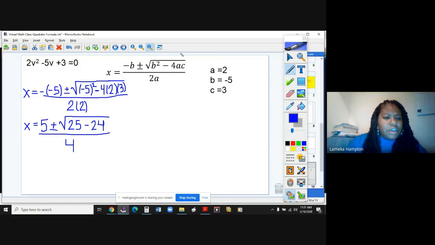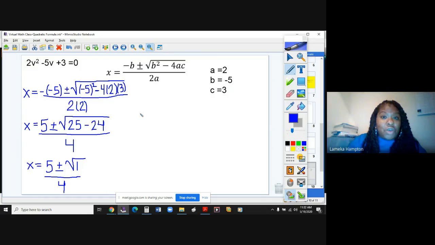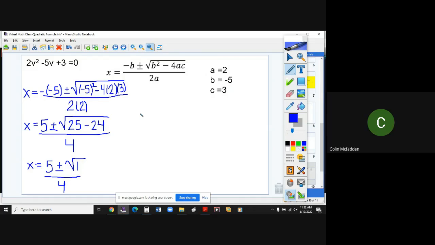All right. So now, if I can find my cursor, what is 25 minus 24? It's 1. Very good. Oh, well, this ought to be easy. What is the square root of 1? 1. No, it's a +1 and a -1.